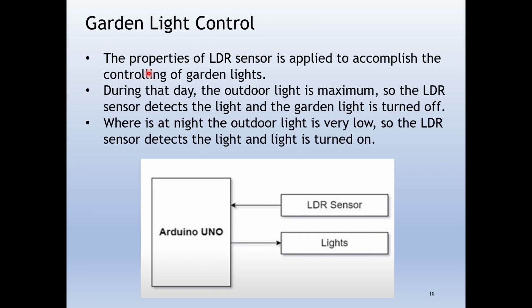Sudden light control. The properties of the LDR sensor are applied to accomplish the controlling of garden lights. That means during the daytime, the outdoor light is maximum, so the LDR sensor detects the outdoor light and the garden light is turned off. Whereas at night time, the outdoor light is very low, so the LDR sensor detects the light and the light is turned on.